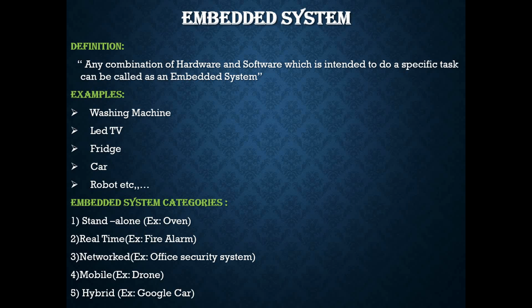They have categories. First of all, standalone, for example, oven. Second one is real time, example, fire alarm system. Network, example, office security system. And mobile, drone is the example for mobile, and hybrid, we choose the example as Google Car.